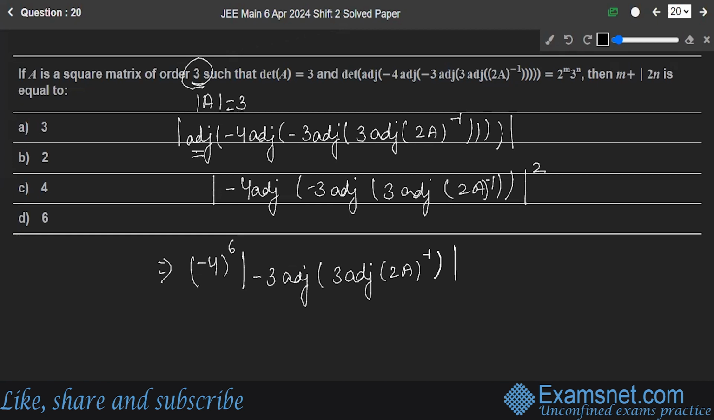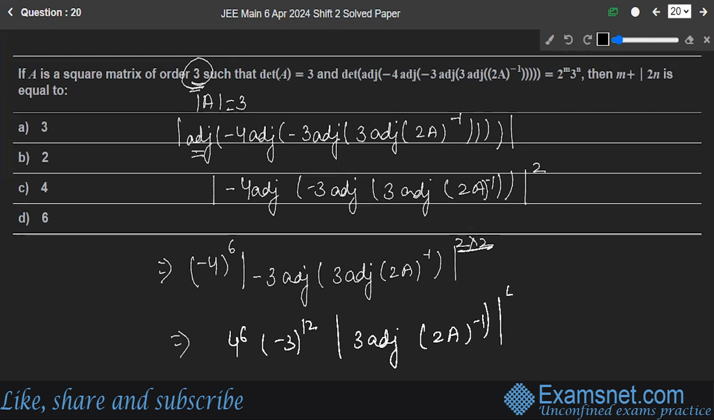Okay, so now again this is 2, and the order was, so this is 2 into 3 minus 1, which is 2, correct? This gives me 4 power 6, and this will be minus 3, so this is 4 into 3, 12, correct? And here will be 3 adjoint 2A inverse bracket close.